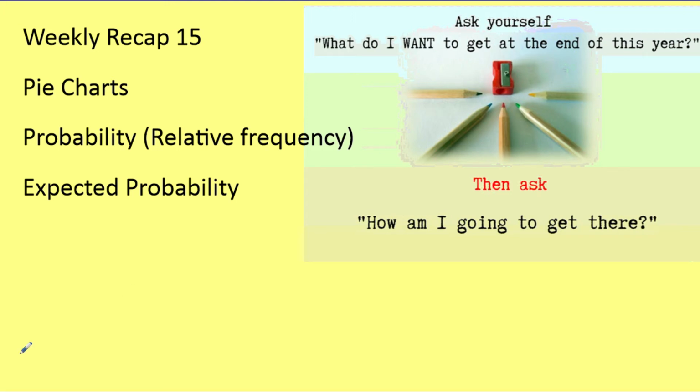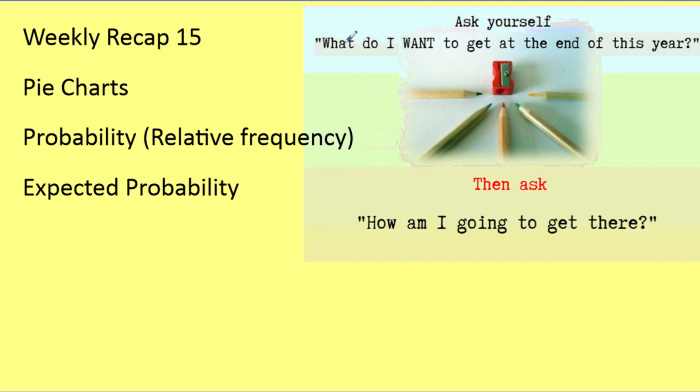This week we're going to be looking at pie charts, probability, specifically relative frequency, and using that relative frequency to work out expected or estimated probabilities. Okay, you're probably going to need a calculator for today's work if you're working along with me.